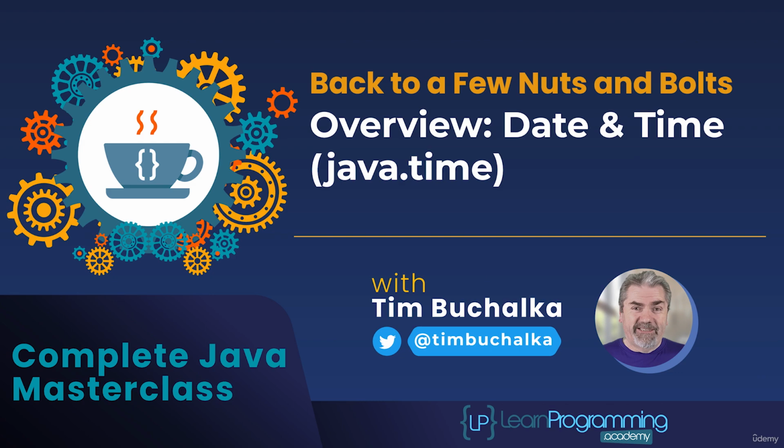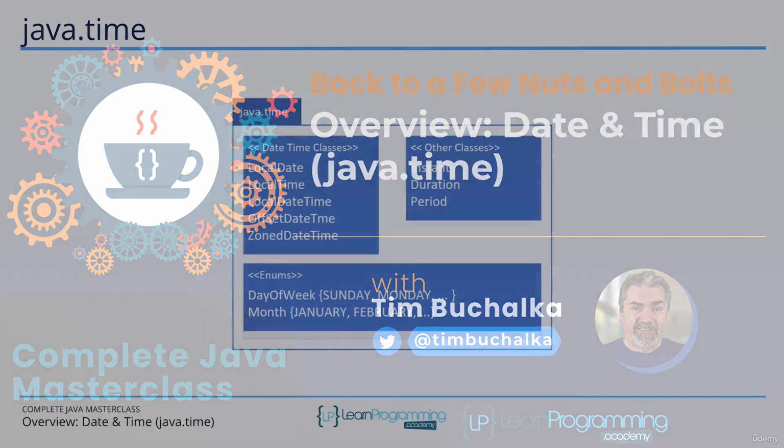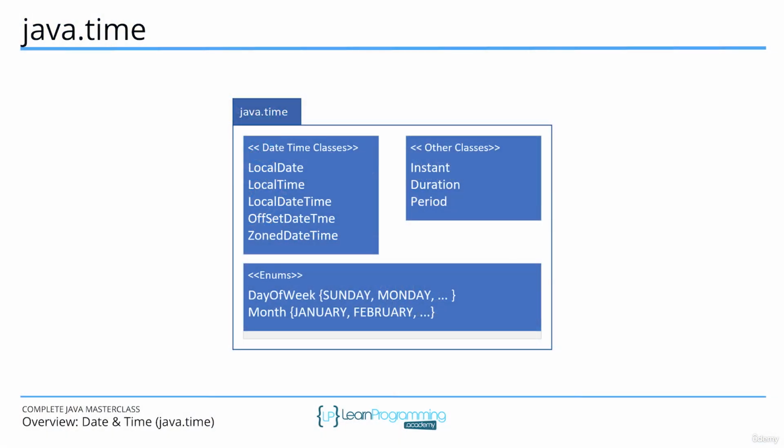So far in this course, I've introduced you briefly to a few classes and methods that give you the current date and time. These were LocalDateTime, Period and System.nanoTime. In the next few videos, I'll talk about these and other related classes in more detail.